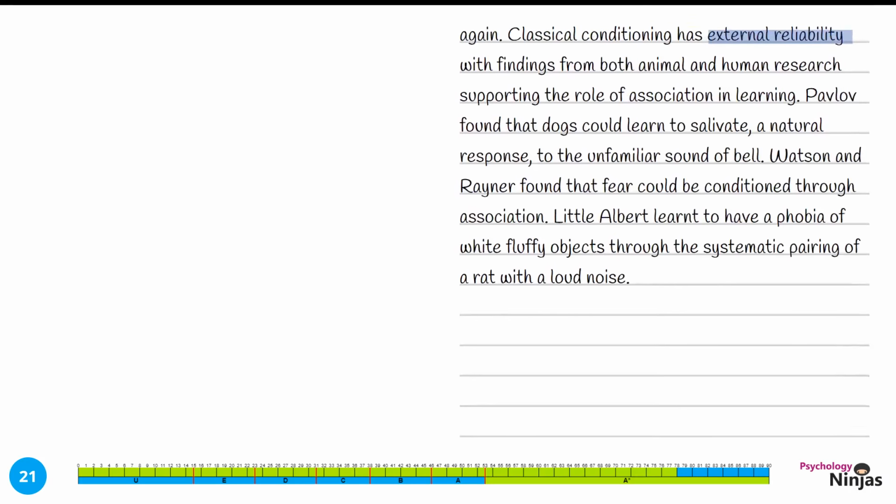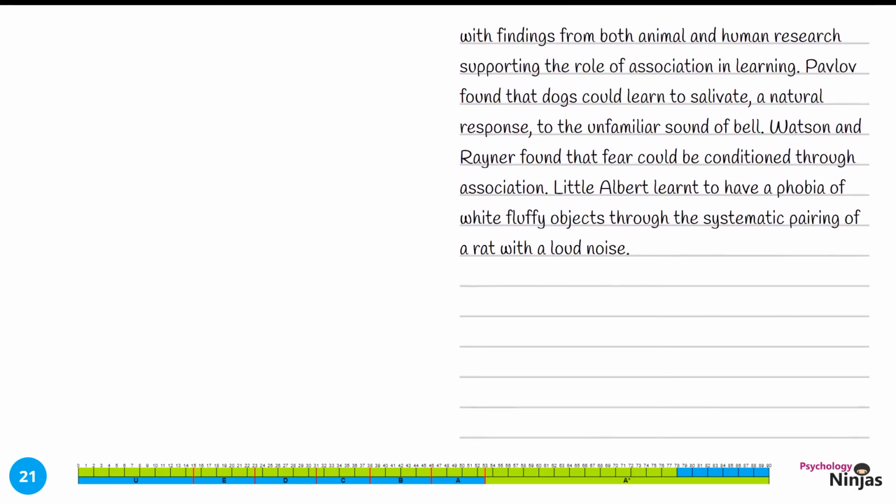Pavlov found that dogs could learn to salivate, a natural response, to the unfamiliar sound of the bell. Watson and Raynor found that fear could be conditioned through association. Little Albert learnt to have a phobia of white fluffy objects through the systematic pairing of a rat with a loud noise. Here we've got research findings from animal research and human research in order to illustrate our ideas.